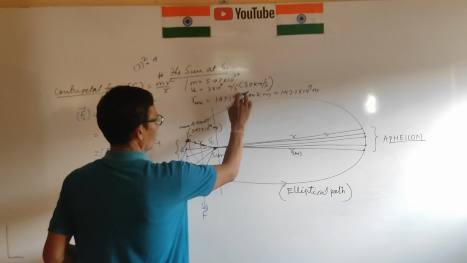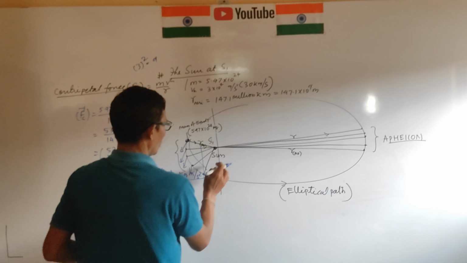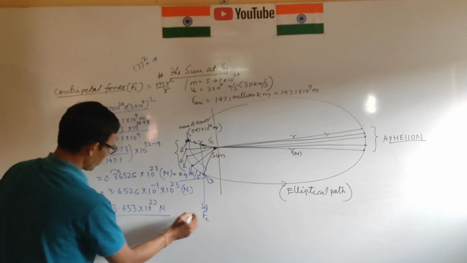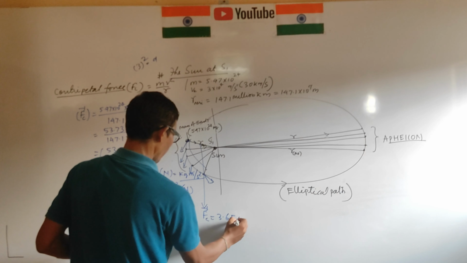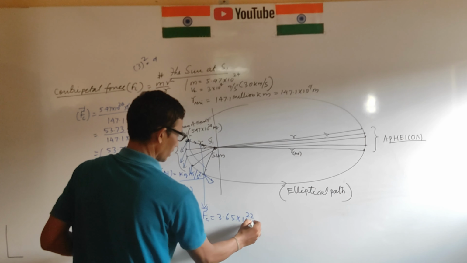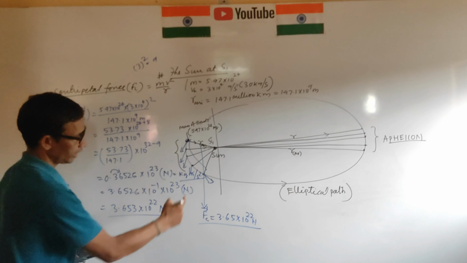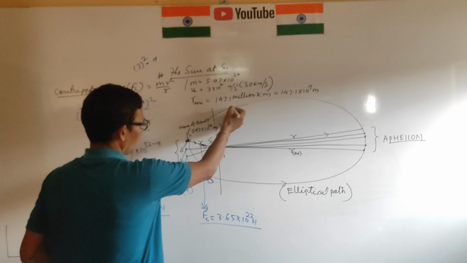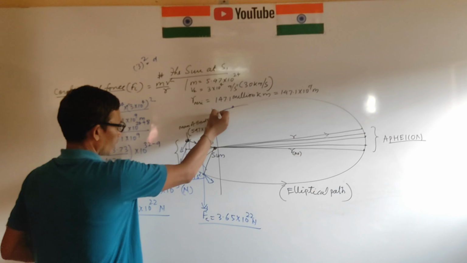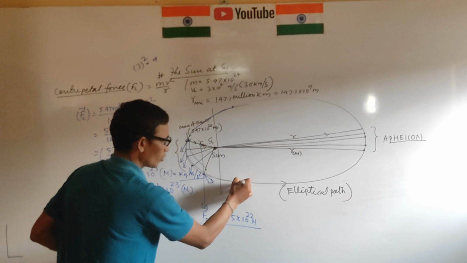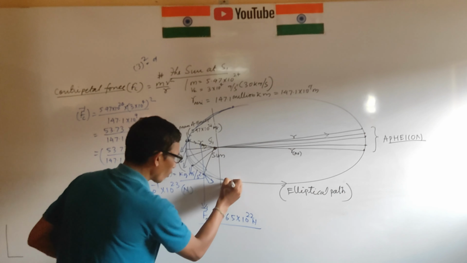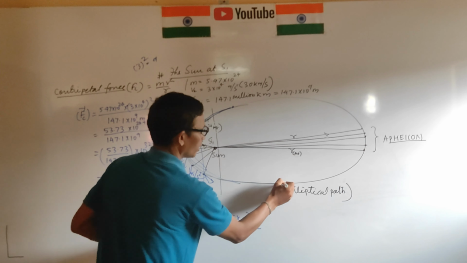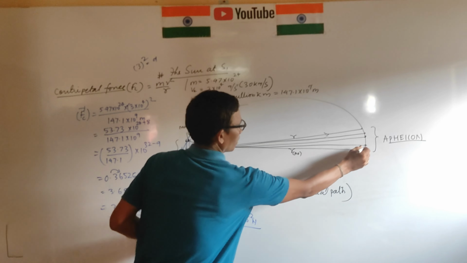At 147.1 million kilometer, the centripetal force is 3.65 into 10 to the power 20 Newton. This is the huge force. When the earth is moving on a circular path like this, it crosses this one faster, and then it moves on the elliptical path like this.